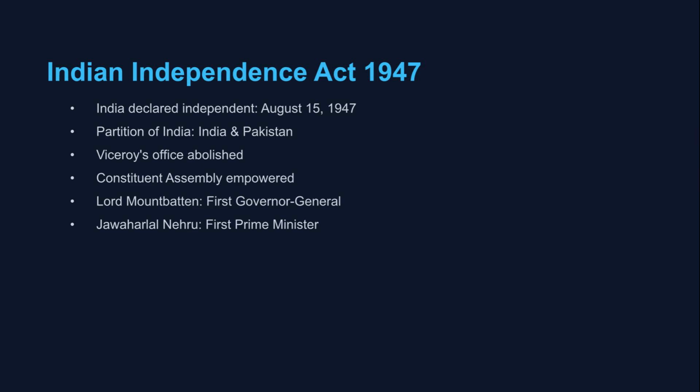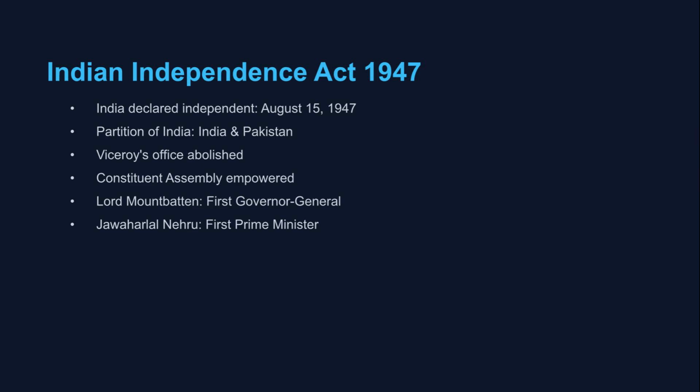The final act in this drama was the Indian Independence Act of 1947. On February 20, 1947, British Prime Minister Clement Attlee announced that British rule would end by June 30, 1948. This was followed by the acceptance of the Mountbatten Plan on June 3, 1947. The Indian Independence Act 1947 ended British rule in India and declared India to be an independent and sovereign state from August 15, 1947. The Act provided for the partition of India, creating two independent dominions, India and Pakistan, each with the right to secede from the British Commonwealth.